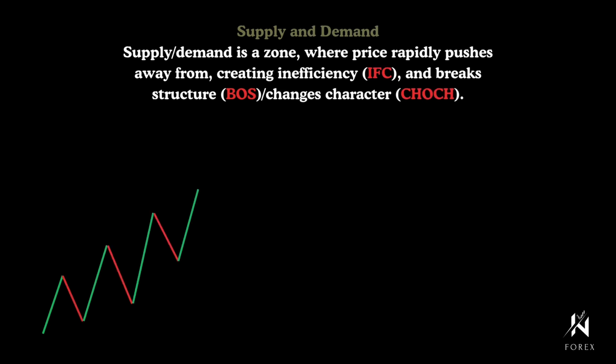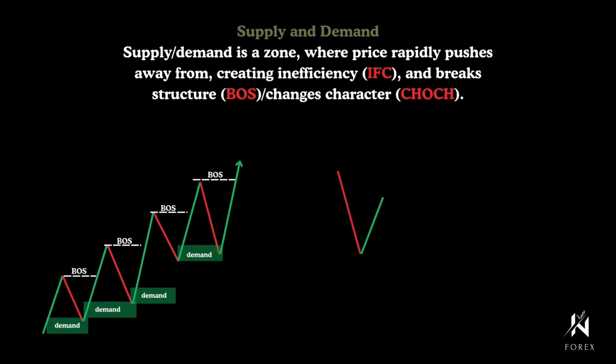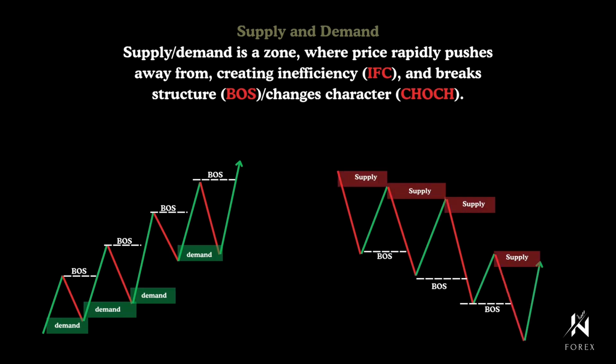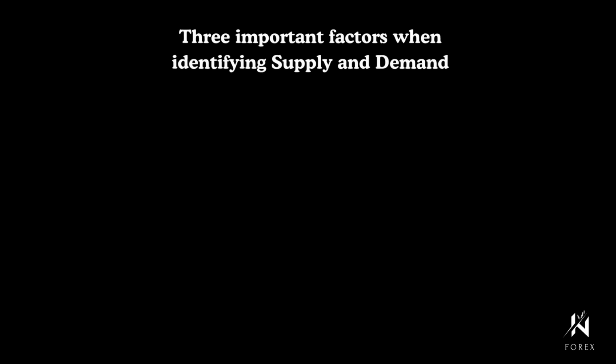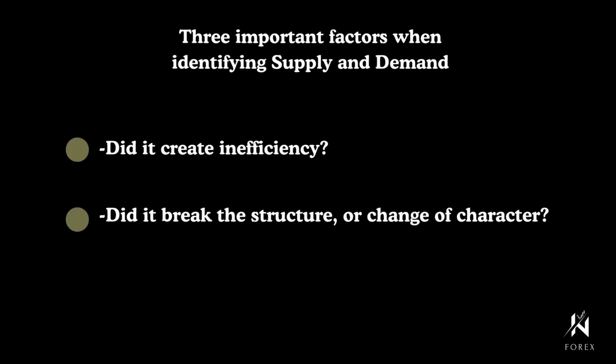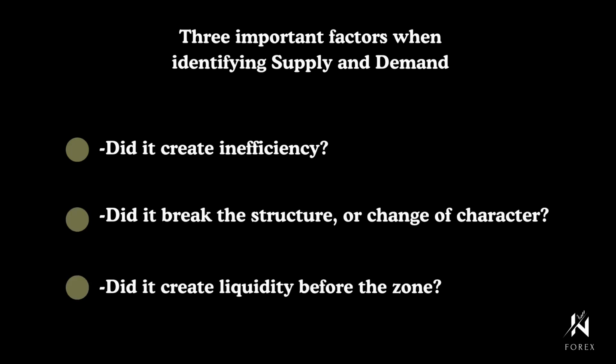A supply or demand zone is an area where price moves away aggressively, causing inefficiency and either a structure break or a shift in character. When spotting supply and demand zones for trading, consider three key factors. Did it cause inefficiency? Did it result in a structure break or character shift? Did it build liquidity leading into the zone?